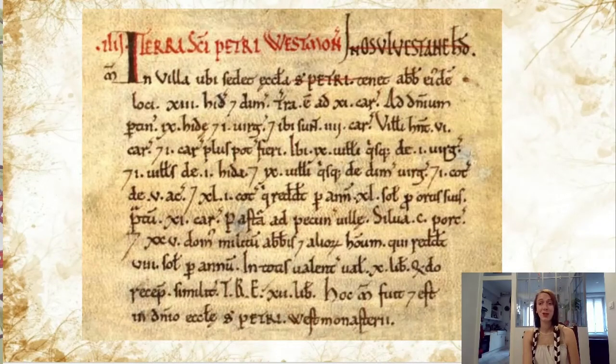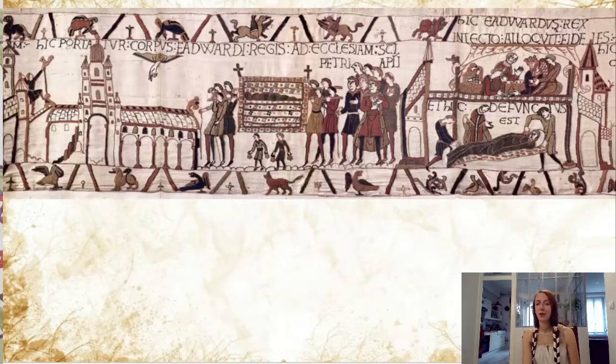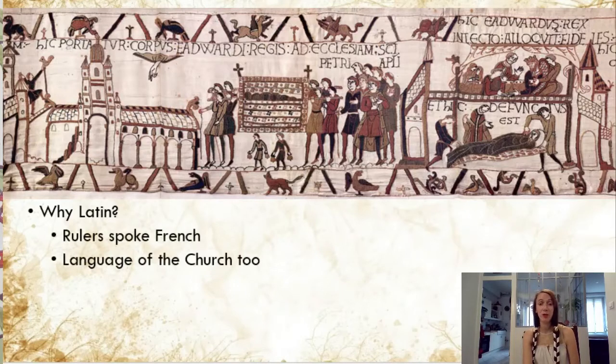But let's not be overshadowed by doom. You can see here on screen an illustration that is taken from the Domesday Book. What is the point of it, and how did it look, and what language does it use? Latin. Why? Because rulers spoke French, we'll get back to that, and it was also the language of the church.